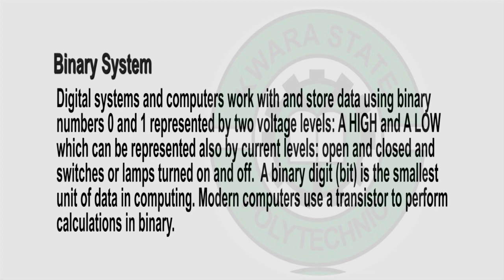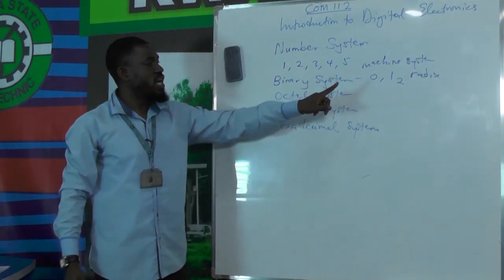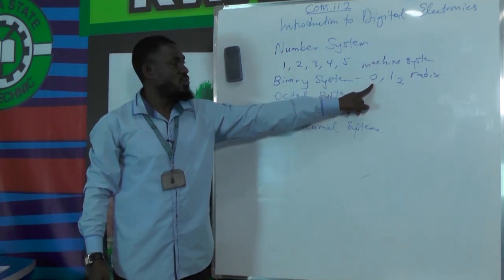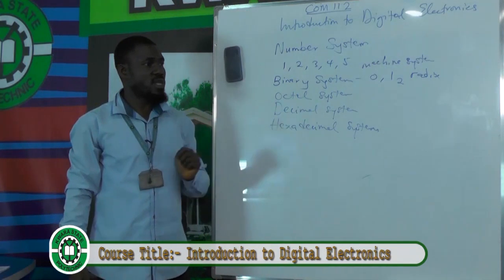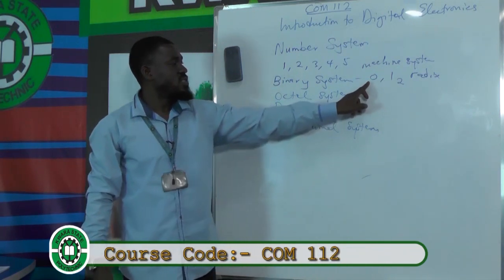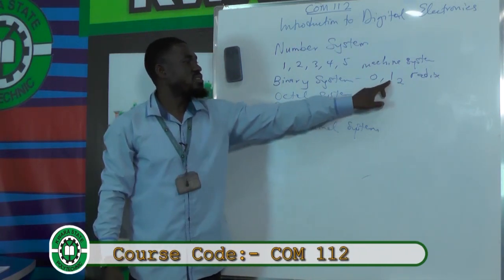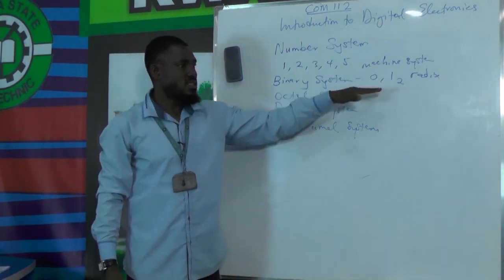This binary system involves 0 and 1, and that is to the base or radix of 2. That is, you cannot go beyond 1, but you would have 0. Just like in probability, as I've said in my previous classes, 0 and 1. You cannot exceed 1. That is the binary system.